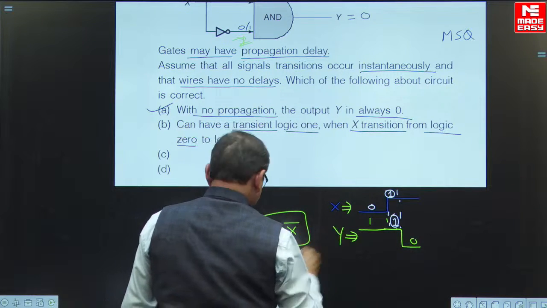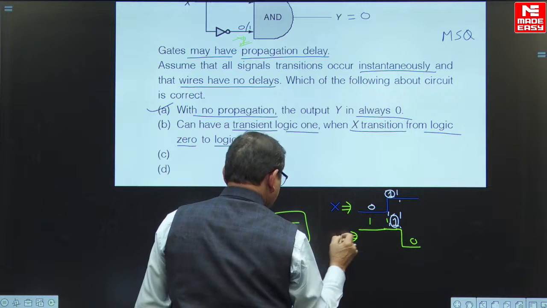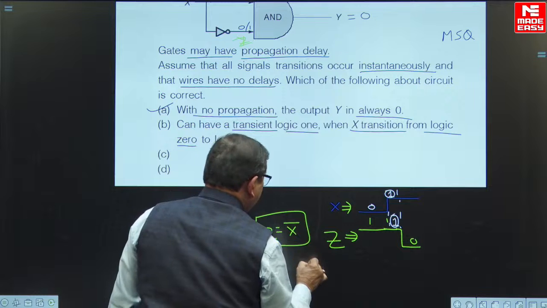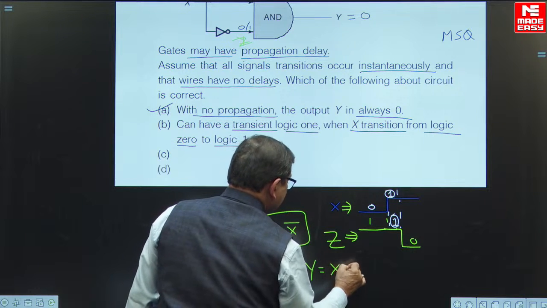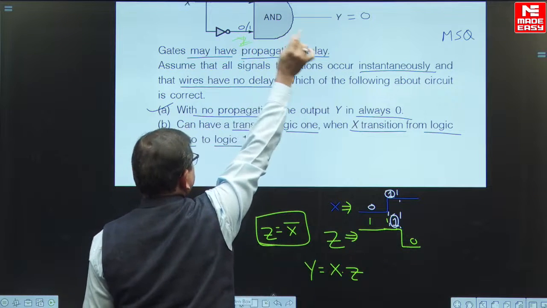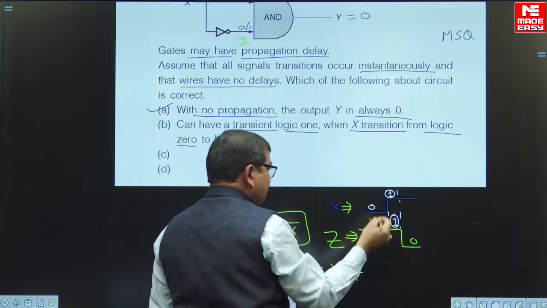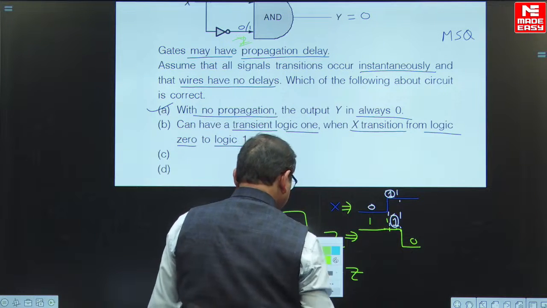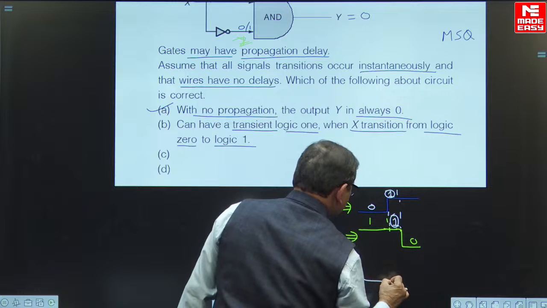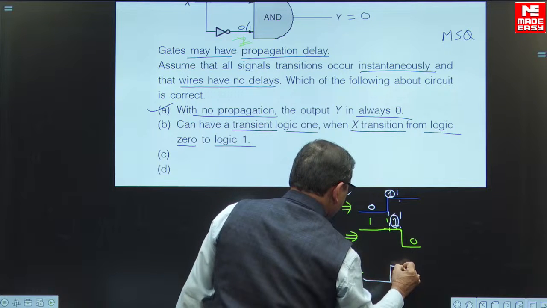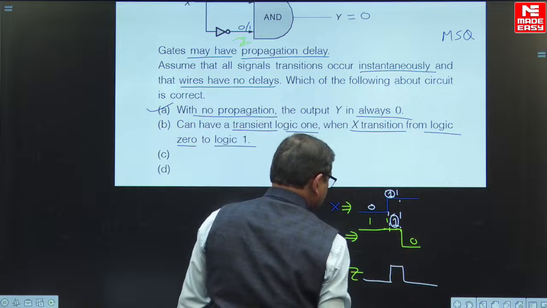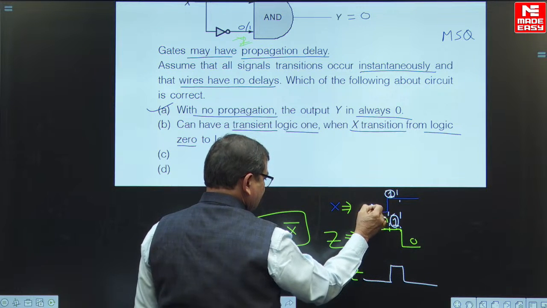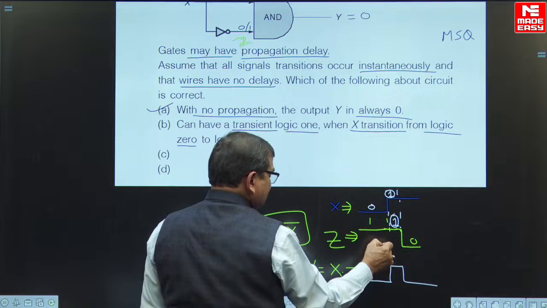Why we are having basically X into Z, so I named this as Z because it is already mentioned as Y. So if you are looking at this portion, the Z value, for this portion we are having Z value as 1 because both the inputs are 1. Before this transition of X, one of the inputs is 0, so Z is 0.